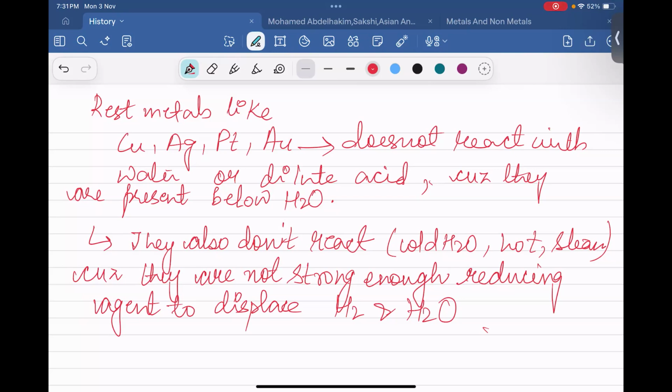That is the reaction of metals with oxygen. We did it with oxygen.